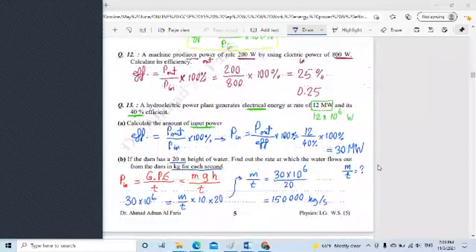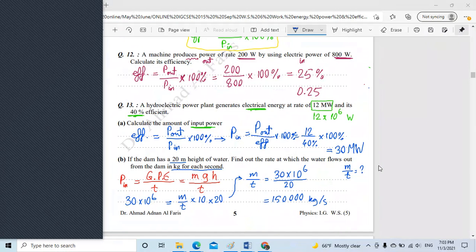Where can we get the paper from? I will send it on the links. From where you got the link, you can ask. I downloaded it in several groups. You can go to my Telegram channel, Dr. Ahmad Al Faris. You can ask the person that sent you the link to get it. Okay, tamam.